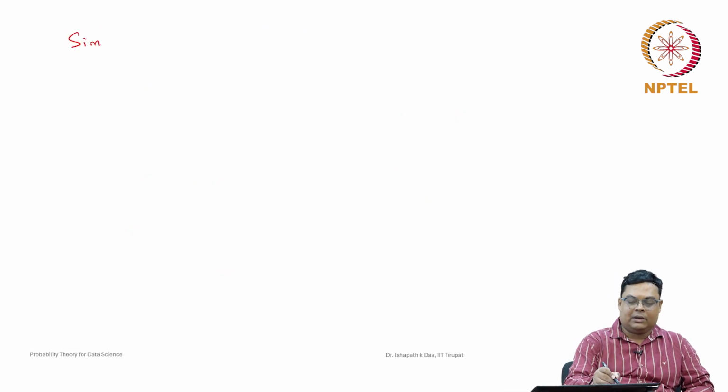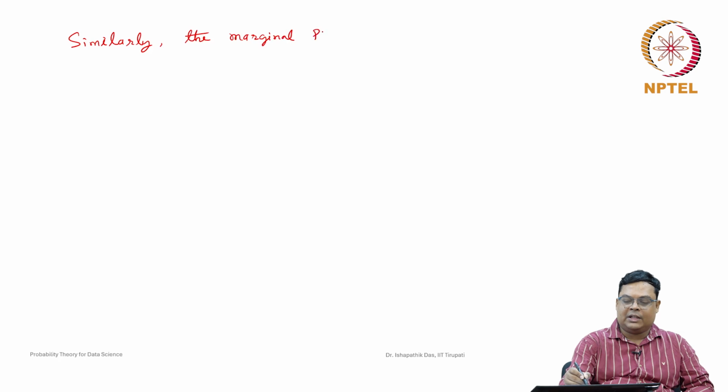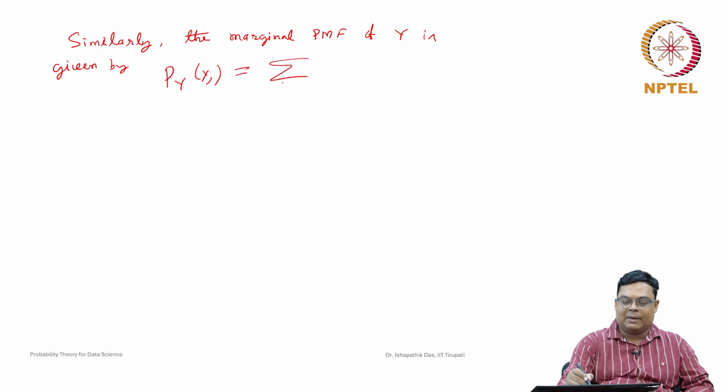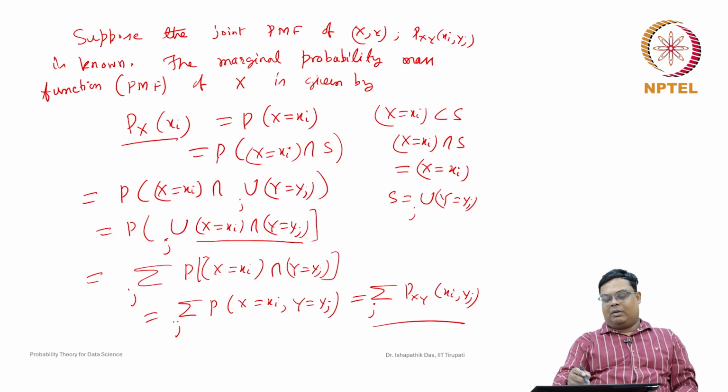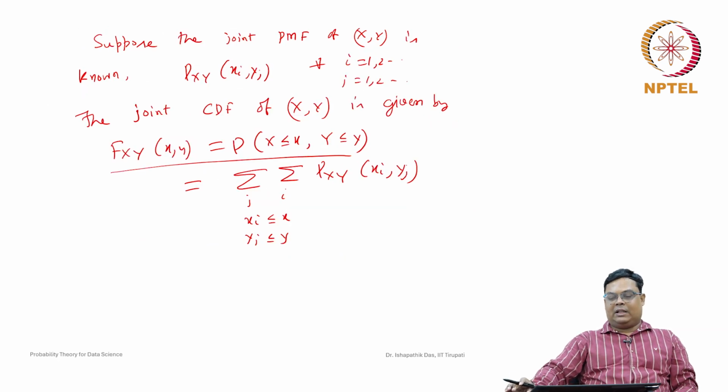Similarly, we can find the marginal probability mass function of Y, given by p_Y of y_j. This can be found by taking the sum over all the other variable x_i, with y_j fixed. Then you will get the marginal probability mass function. It is similar to what we did here: you make it y_j fixed, and then you take the sum over the other values of x_i, the other component.